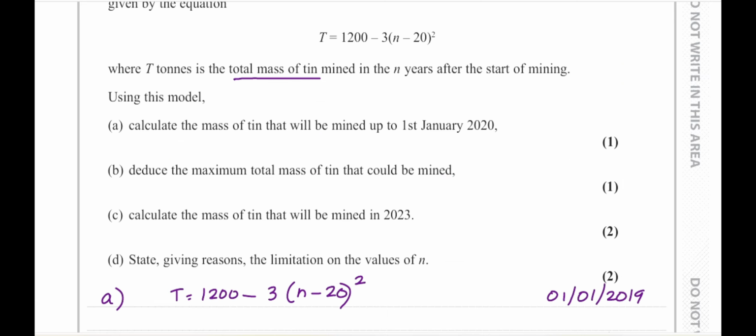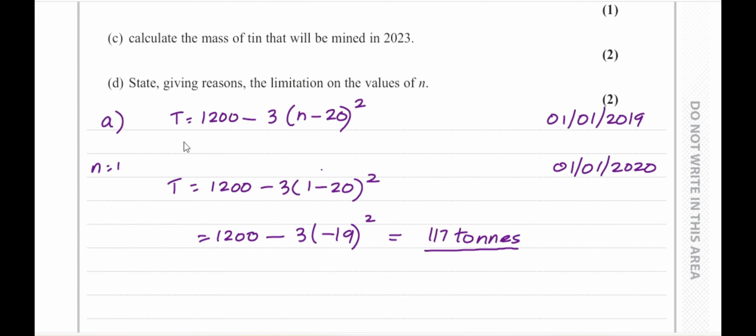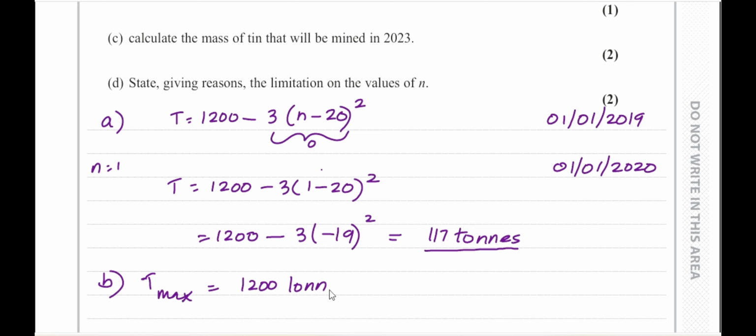Part B. Deduce the maximum total mass of tin that could be mined. Looking into the equation, you can see that the maximum will be when this part of the equation is 0. Therefore, T max will be equal to 1200 tons.